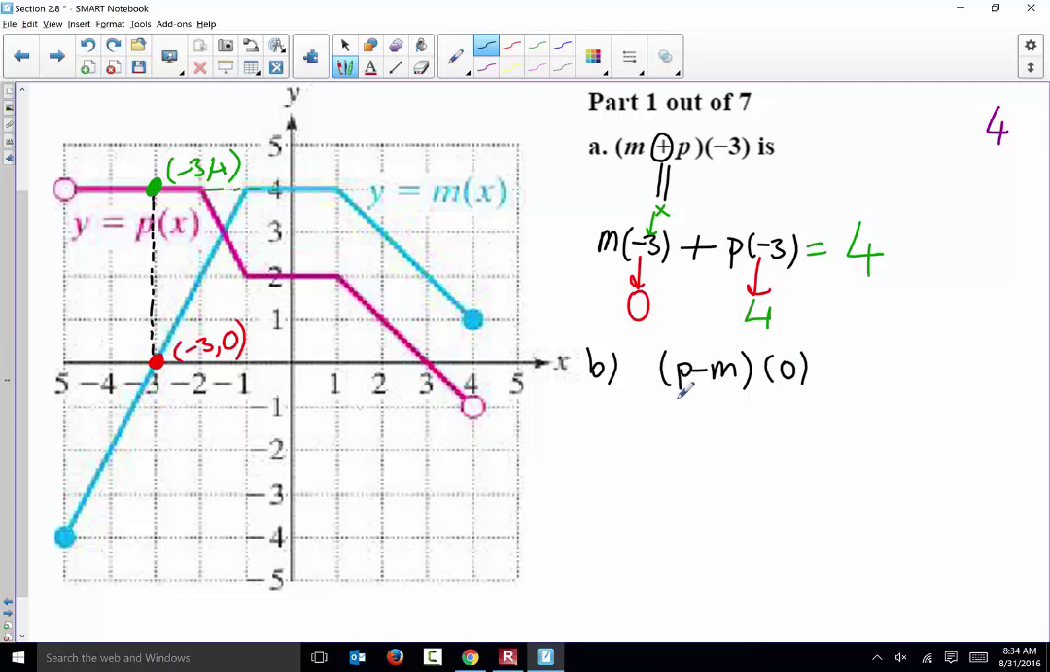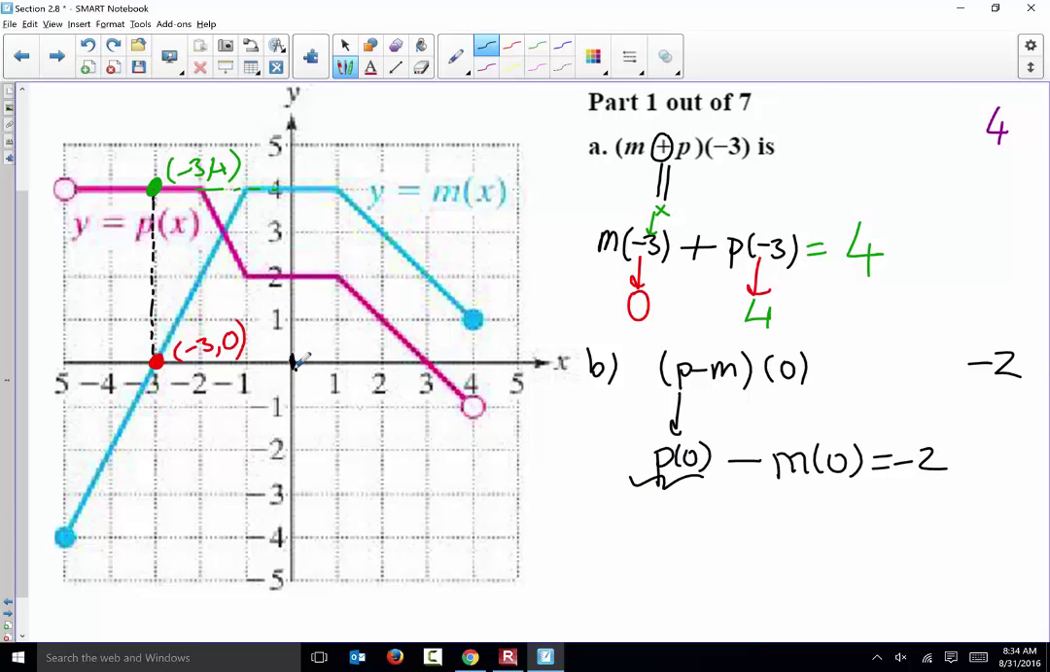So you need to compute P of 0. You need to compute M of 0 and subtract them. Anyone? Any new people? -2. Alright, we got -2. Any different answers? I believe it's -2 then. No objections, but let's double check.